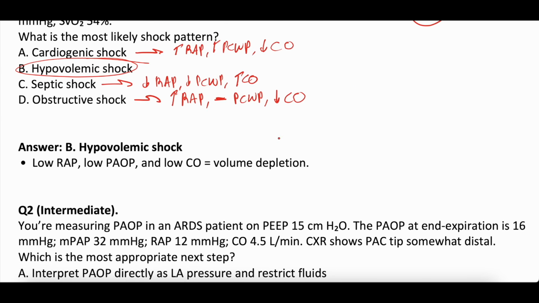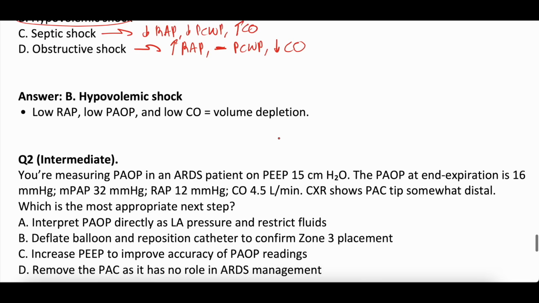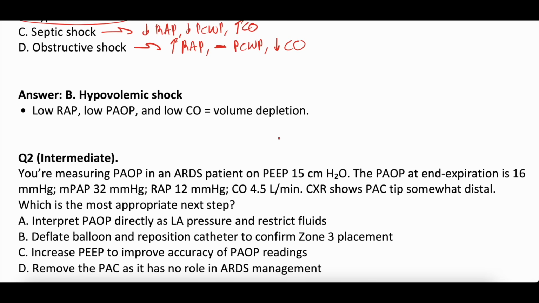You're measuring the pulmonary capillary wedge pressure in an ARDS patient on a PEEP of 15. The wedge at end expiration is 16 millimeters of mercury, and that's in the setting of a mean pulmonary artery pressure of 32, a right atrial pressure of 12, a cardiac output of 4.5. The chest x-ray shows the pulmonary artery catheter tip somewhat distal. Which is the most appropriate next step?